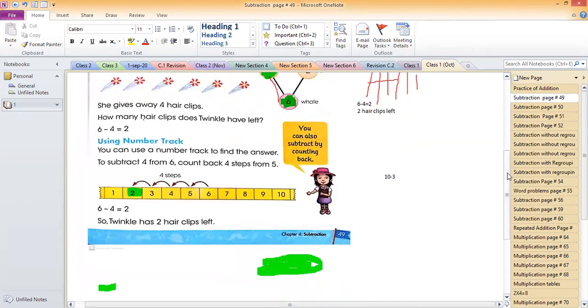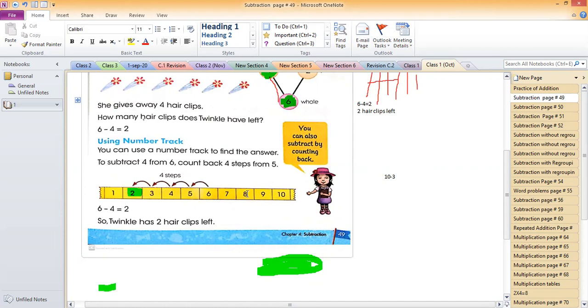How can you use the number track, guys? You also revised the number track in addition. In addition, you have to add, so with the help of the number track, you go to the right side or move forward to find that number. But in subtraction, you have to do the opposite. If you want to subtract 4 from 6, check out where is 6. This is 6, okay? And you have to minus 4. So you will go back, you will move to the left side 4 times, 1, 2, 3, and 4, and the fourth number will be your answer. 6 minus 4 equals 2.